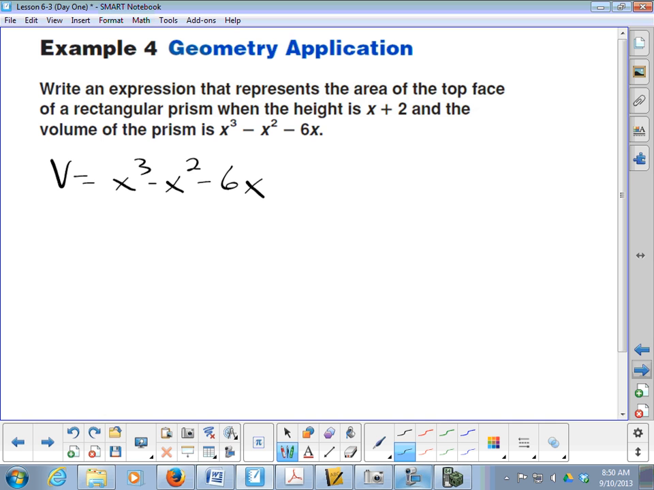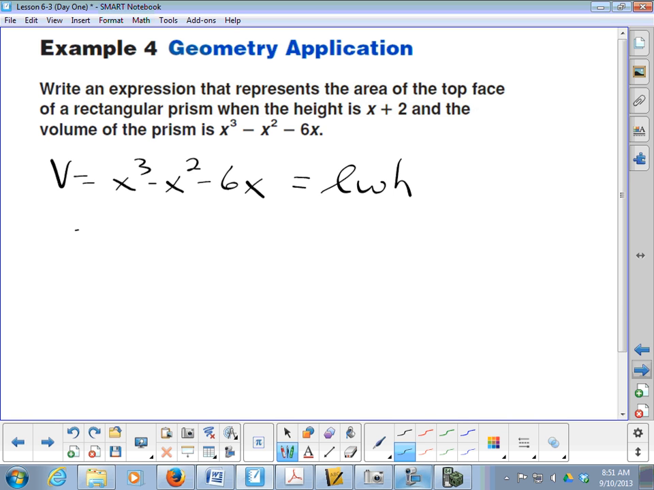Well, when we're talking about volume, and we're talking about a rectangular prism, how do I find the volume of a rectangular prism? Length times width times height. Because basically all a rectangular prism is your book, right? It's just a box. Length times width times height. So this is the same as LWH. So I have three different factors here, don't I? The length is a factor, the width is a factor, and the height is a factor.